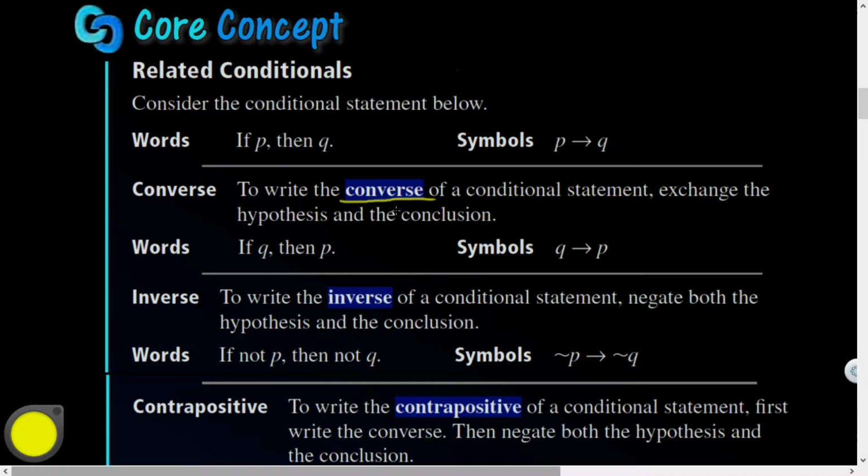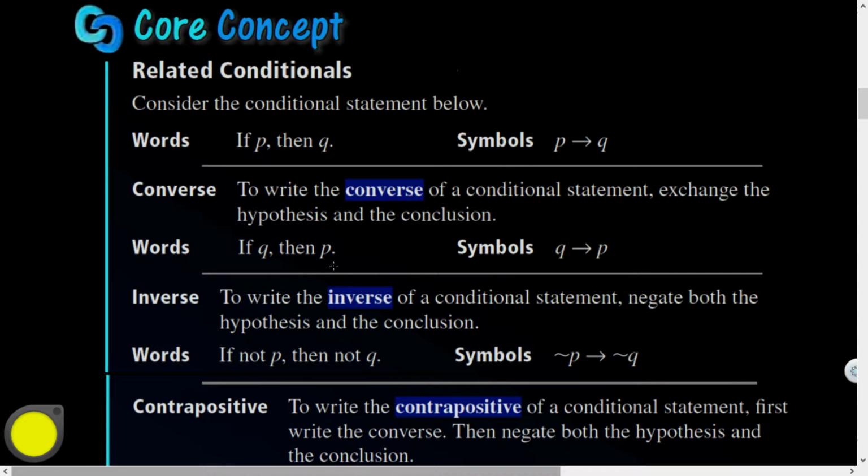We've already talked about that in some of our explorations earlier, where a conditional statement was true, but its converse was false, right? Like if a figure is a square, then it is a rectangle, was true, but the converse, if a figure is a rectangle, then it is a square, was not true. All right, because we could think of the counterexample. So this is a converse, if Q, then P.